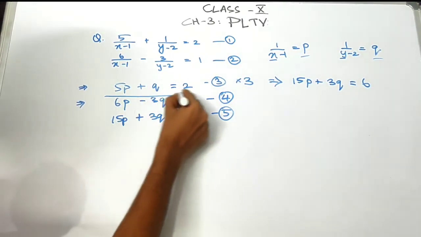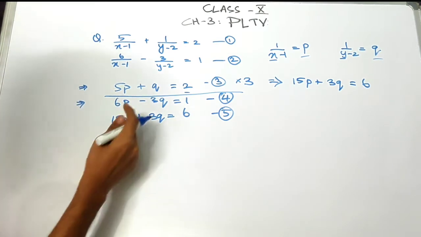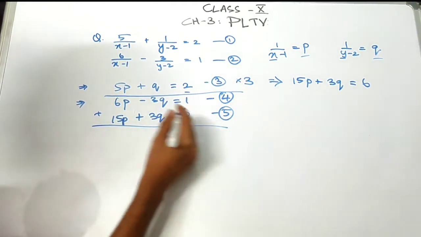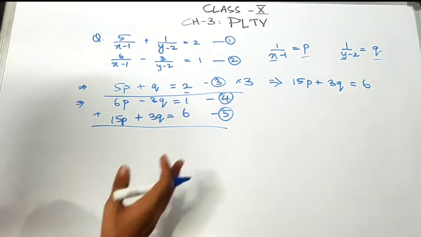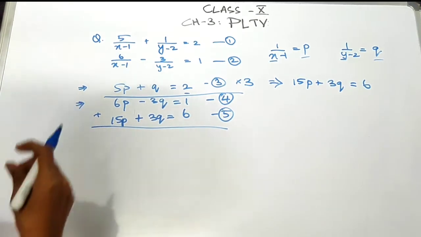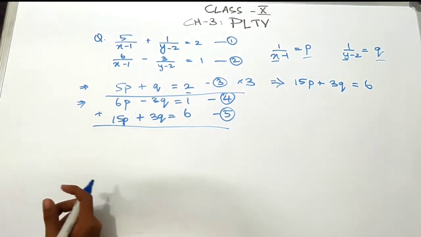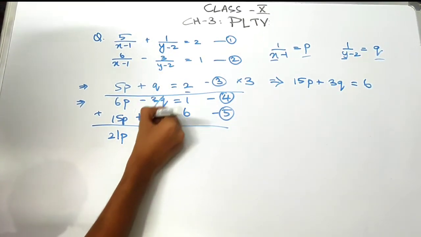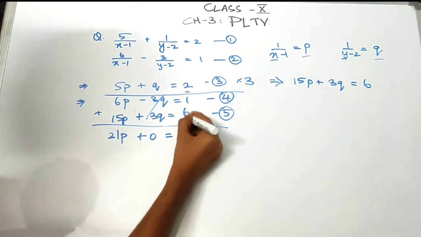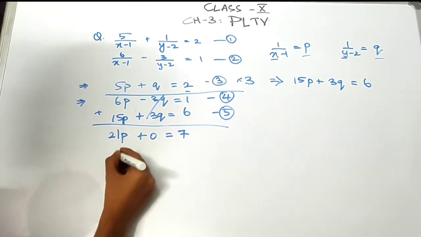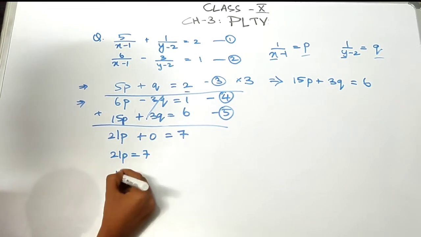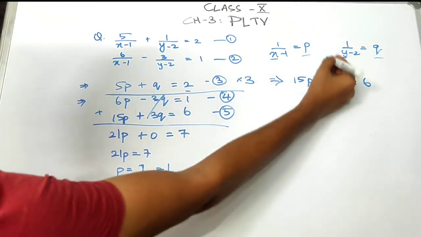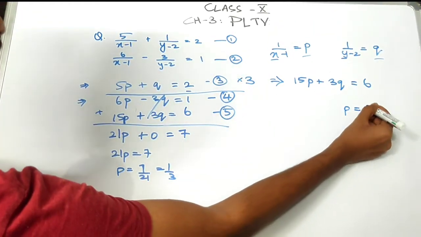Now as we can see in these two equations, when we add them, we can cancel the 3q. So when we add these two equations, minus 3q and plus 3q get added and cancel out. What we arrive at is 6p plus 15p is 21p, and plus 3q minus 3q gives me 0, equals 6 plus 1, which gives me 7. Now 21p equals 7. What is p? p equals 7 by 21, which gives me 1 by 3. So my value of p is 1 by 3.